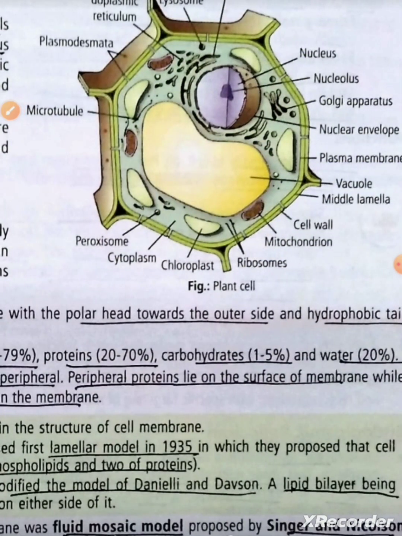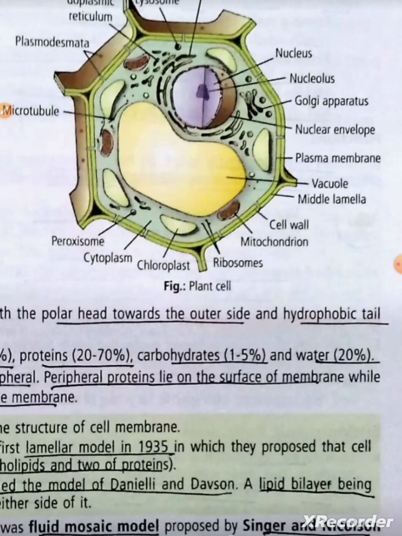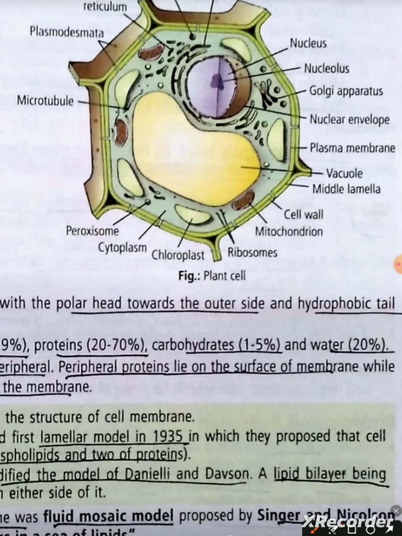This is the picture of a plant cell. Endoplasmic reticulum, nucleus, nucleolus, Golgi apparatus, nuclear envelope, plasma membrane, vacuole, middle lamella, cell wall, mitochondrion, ribosomes, chloroplast, cytoplasm, peroxisome, microtubules, plasmodesmata, smooth endoplasmic reticulum, lysosome.